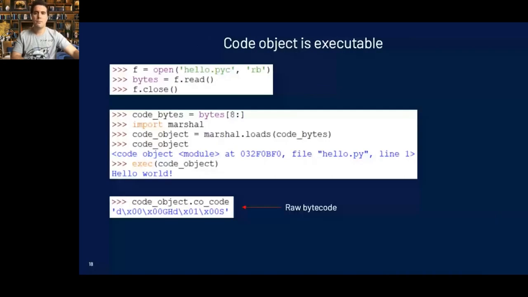So inside that PYC, if we were to read starting at byte index 8, like we saw, we could read the code object using the marshal module. We can load those code bytes into a code object. And if we were to execute the code object, we get the expected output, hello world. So inside that code object, like I said, that's where the instructions are. And there is a field called code, which has all of the raw bytecode. So like 'd', for instance, actually represents an integer value that is an opcode. And then there are operands in here as well, which we'll see.